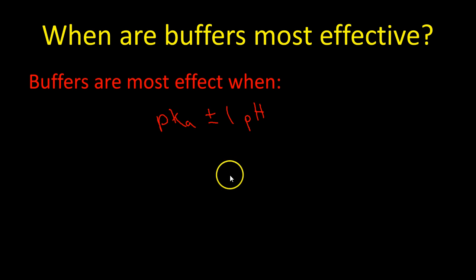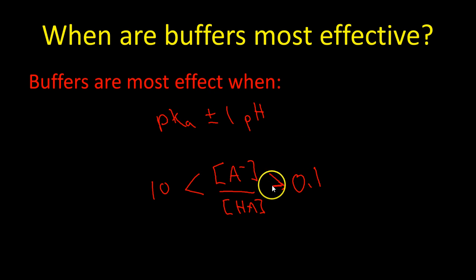What you're thinking about then is that basically you want your ratio of base to acid to be somewhere greater than 0.1 and less than 10. Your buffer may work outside of this range, but the most effective range is within that ratio. And so we actually saw this. You guys did some of these examples in the POGIL exercise.